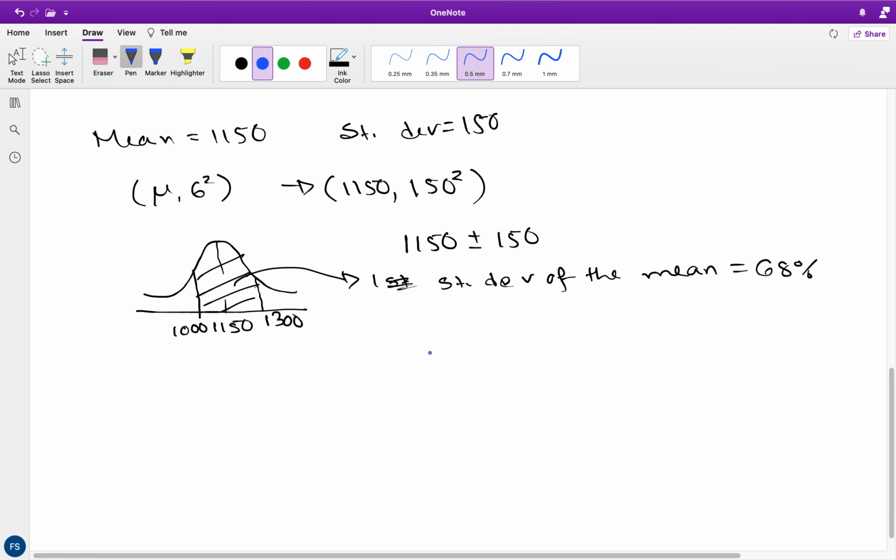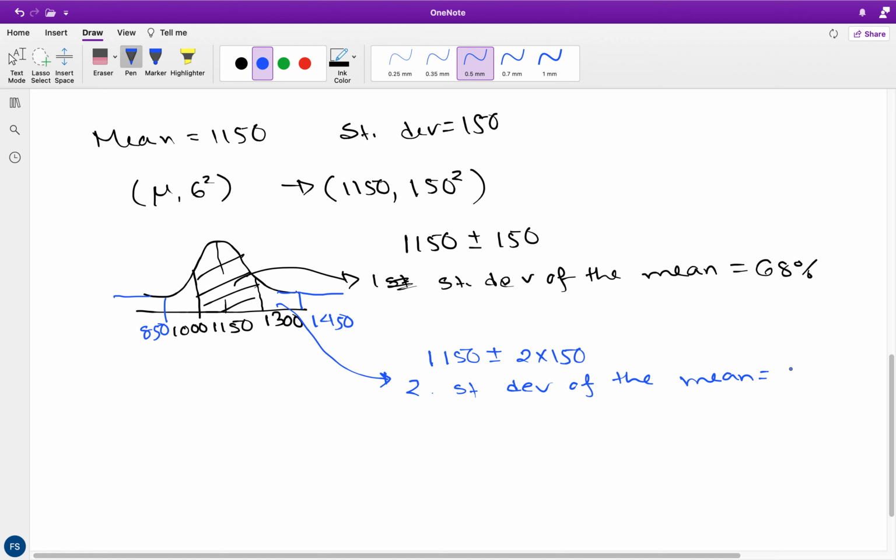Then if I ask you to draw the second standard deviation of the mean, you are going to plus minus 2 times the standard deviation. So let me extend this graph a little bit. So let's say I add 300 to this. I'm going to get 1450, and if I subtract 300 from the mean, then it's going to be 850. So this is going to be my second standard deviation of the mean. And if you calculate the area under it, the percentage, it's always going to be 95%. So this part of the graph is always going to be 95%.